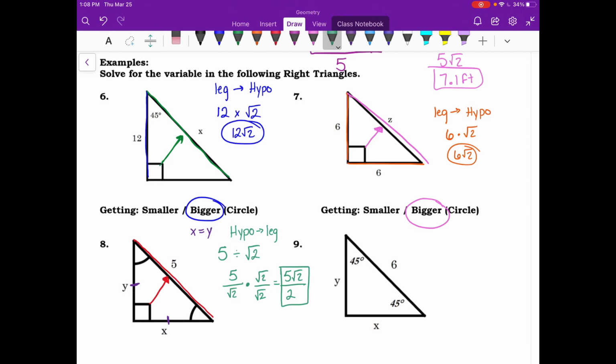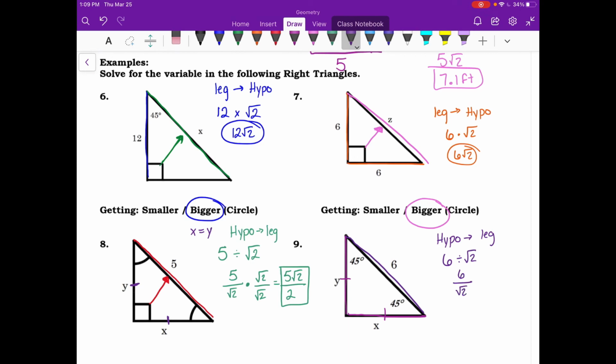And lastly is number 9. Again, the legs are congruent, so x and y are going to be the same. I have my hypotenuse length, which is that one right there. So we are going from my hypotenuse to a leg. We are getting smaller. So I'm going to take that 6 and I'm going to divide it by square root of 2. So I'm going to write that as a fraction again.